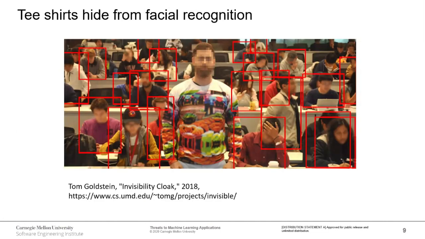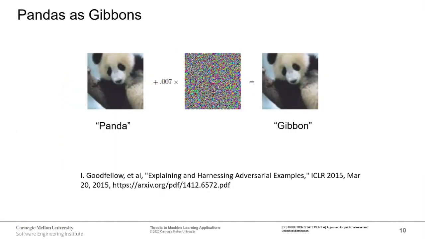Another example that's used a lot is how to hide from facial recognition systems. In this case, it's just by putting on this special t-shirt that it fools the system into thinking that you're actually not there. There's no face to be recognized. And perhaps the granddaddy of all these kinds of examples is the panda, which, when sprinkled with magic noise, makes the system think that it's a gibbon.